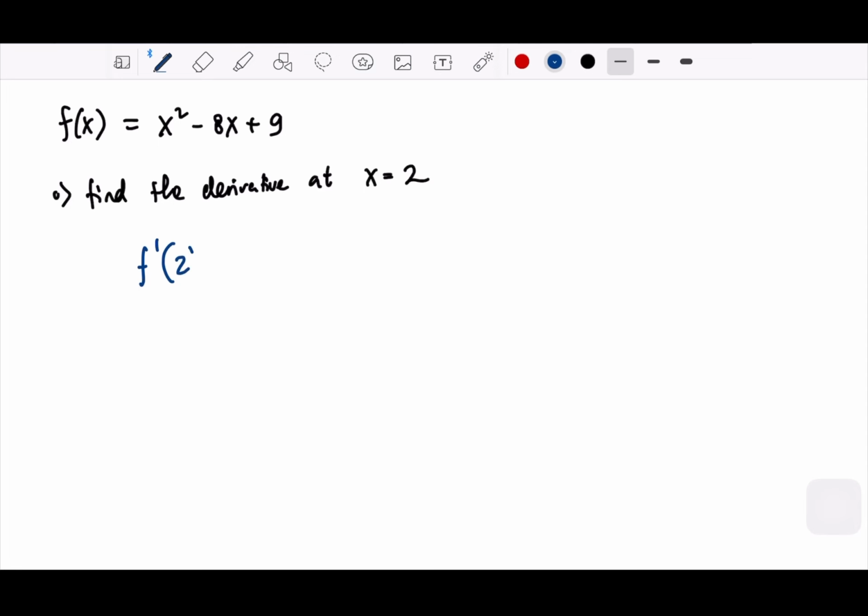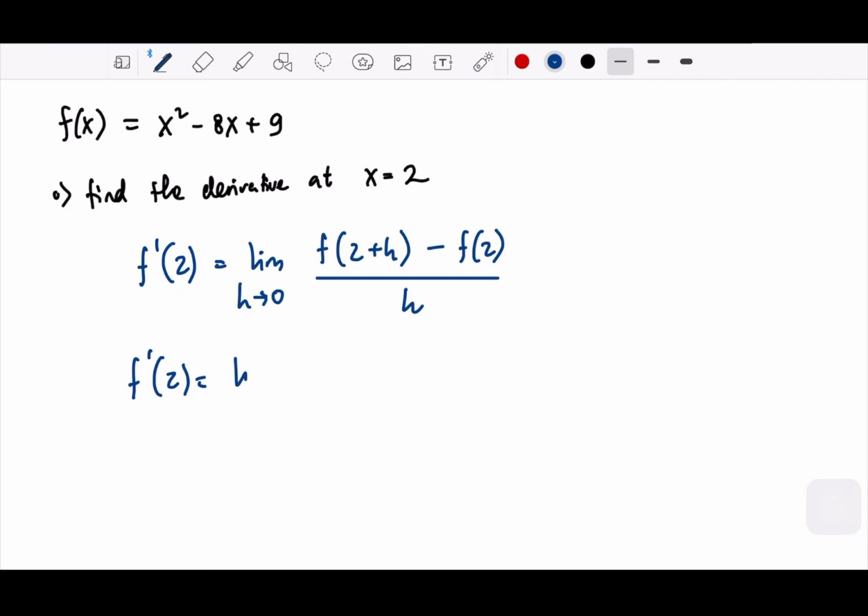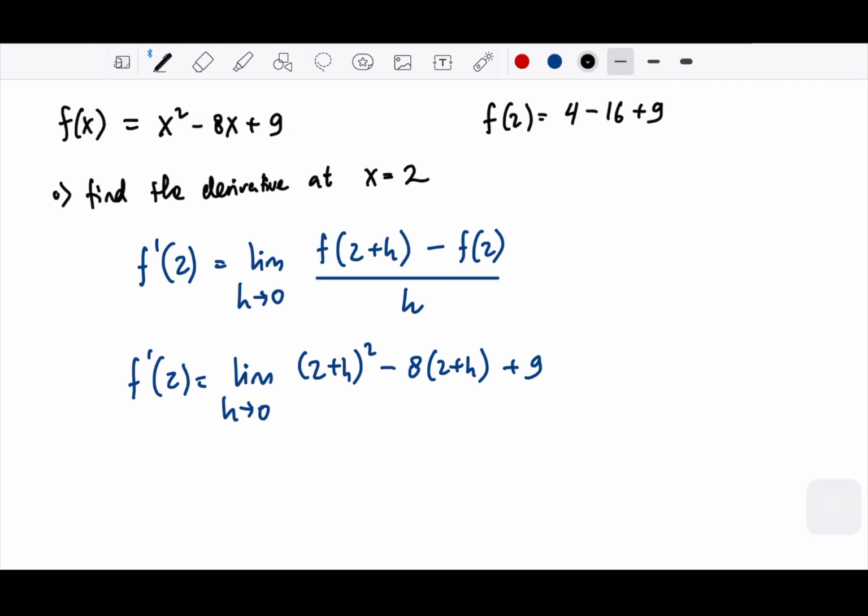This is f prime of 2 equals the limit as h goes to 0 of f of 2 plus h minus f of 2. So we can write down the limit as h goes to 0, and this will be f of 2 plus h, so 2 plus h squared minus 8 times 2 plus h plus 9, and f of 2 will be, let me check here, f of 2 is 4 minus 16 plus 9, it's minus 3, so minus minus 3.